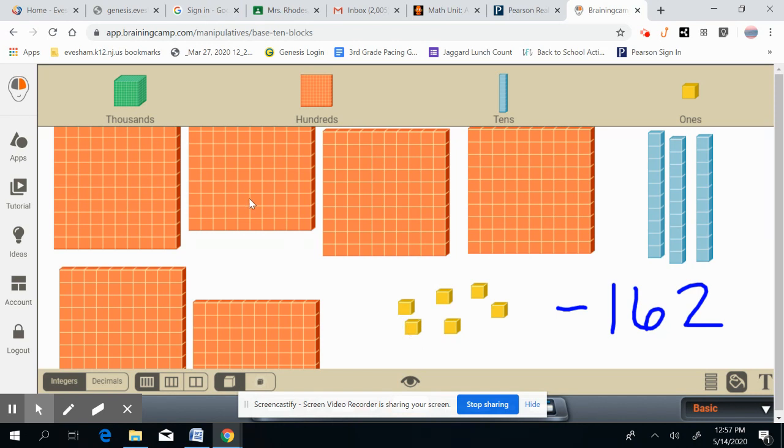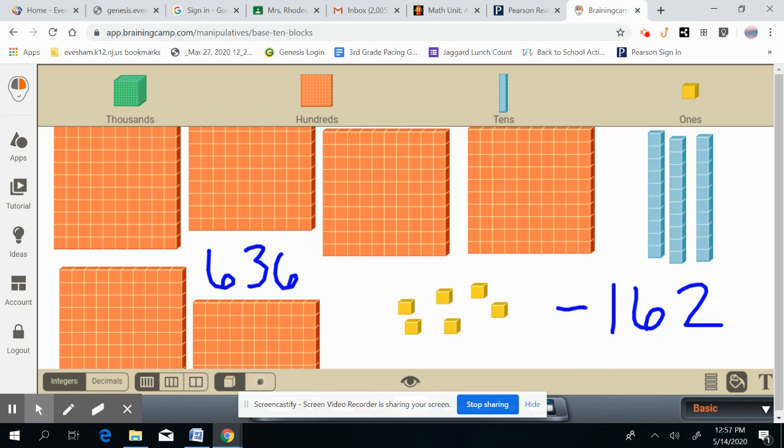So I am subtracting. I built my first number, so that was 636. Now I'm going to subtract 162. Okay, so watch as I subtract. So if I have 636, I'm going to just write that over here.